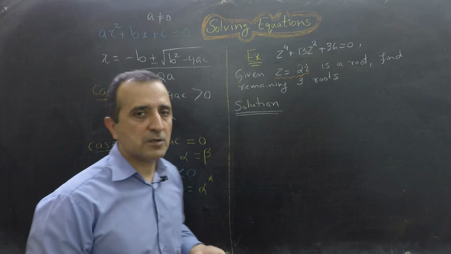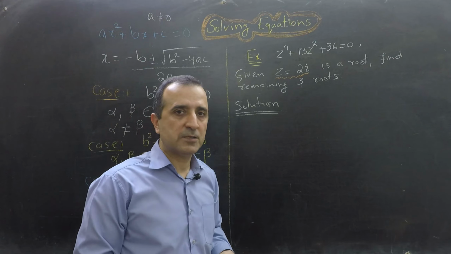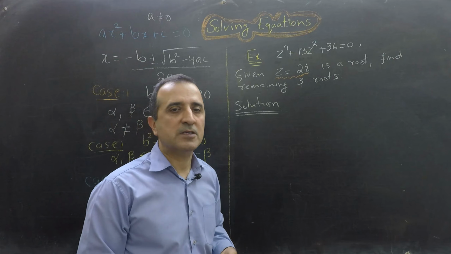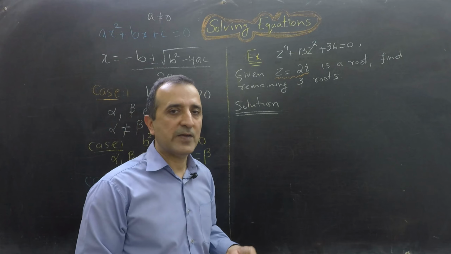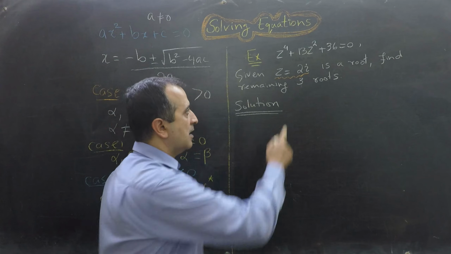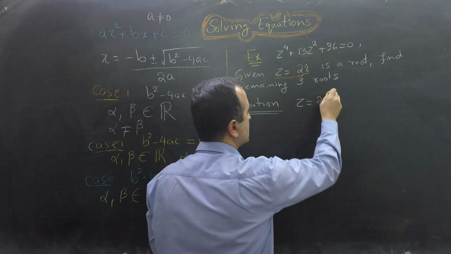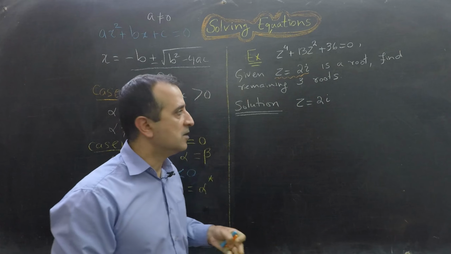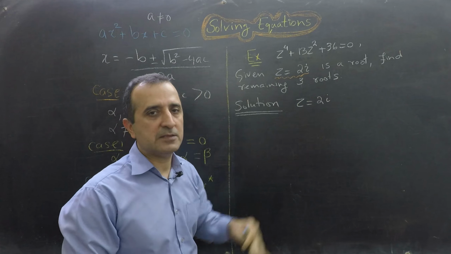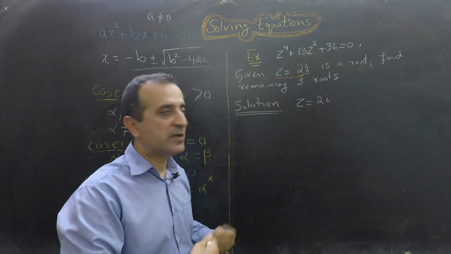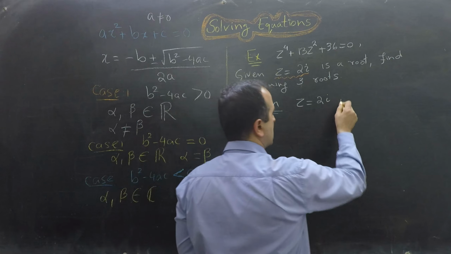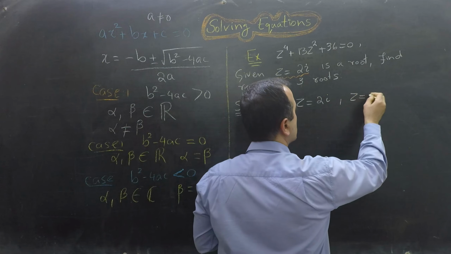Now we will use our concepts about complex roots, because complex roots are always in pairs. If I have been given this root, which is z equals 2i, then I will have another root which will be the conjugate of this root. That means in that case the iota sign will be different. So I will have another root which is z equals minus 2i.